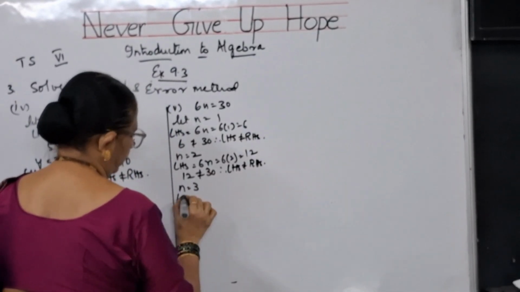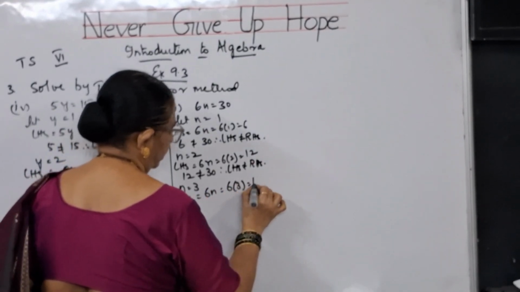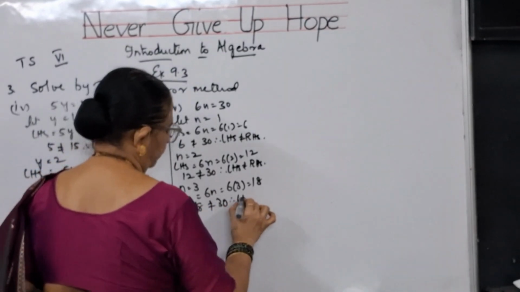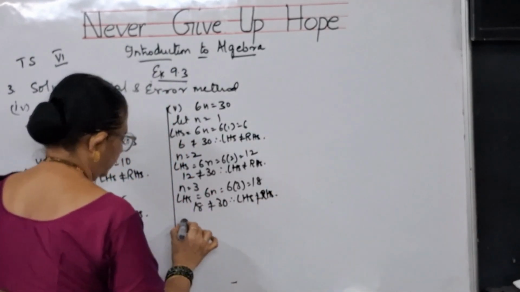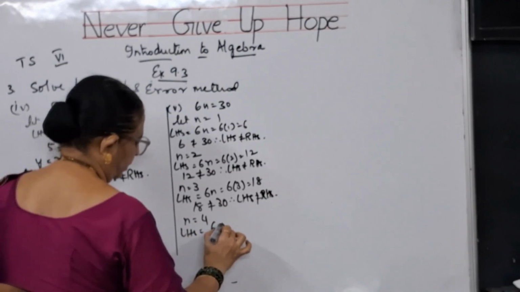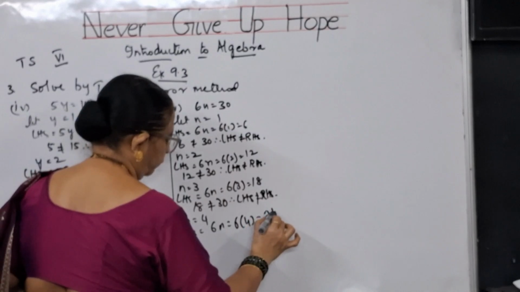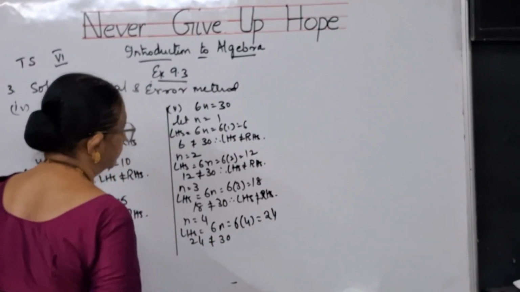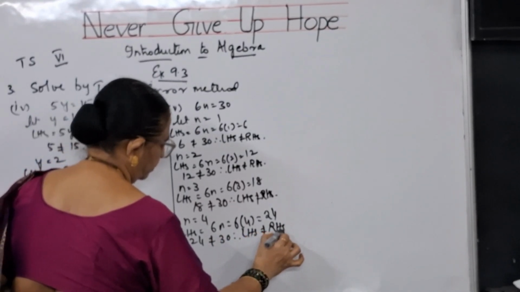N is equal to 3. LHS is 6n. 6 into 3, 18. 18 is not equal to 30. Therefore, LHS is not equal to RHS. Next, n is equal to 4. LHS 6n. 6 into 4, 24. 24 is not equal to 30. Therefore, LHS is not equal to RHS.